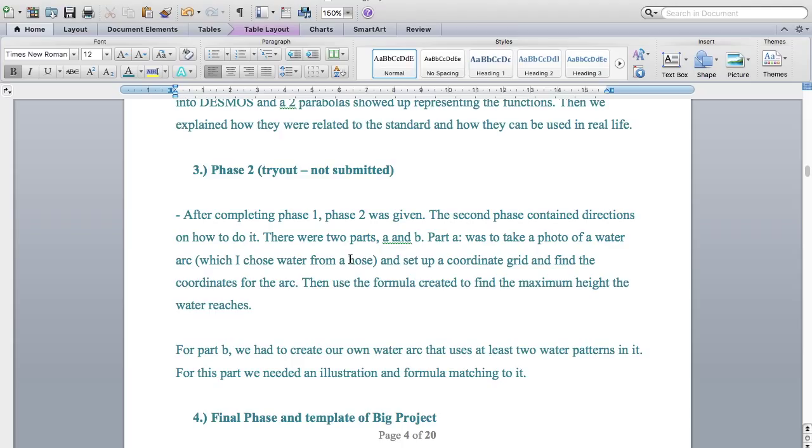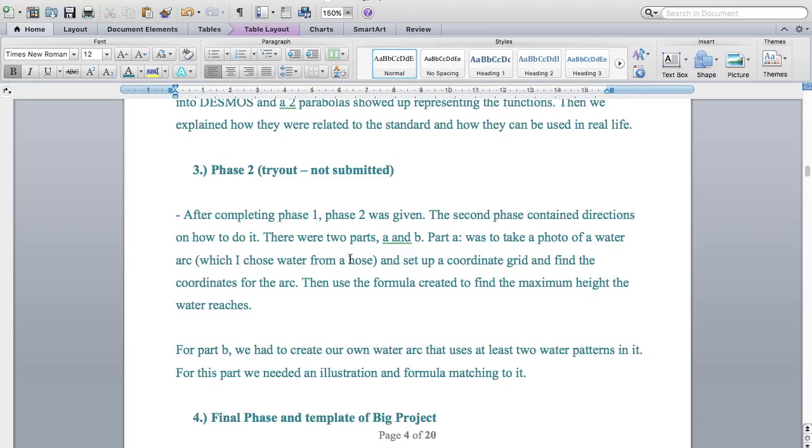Next, in phase 2, which we did not need to send, there were two parts. I'll call them part A and part B. Part A was to take a photo of a water arc, which I chose from my garden. After taking the photo of the water arc, I had to measure it to find the distance and the height.